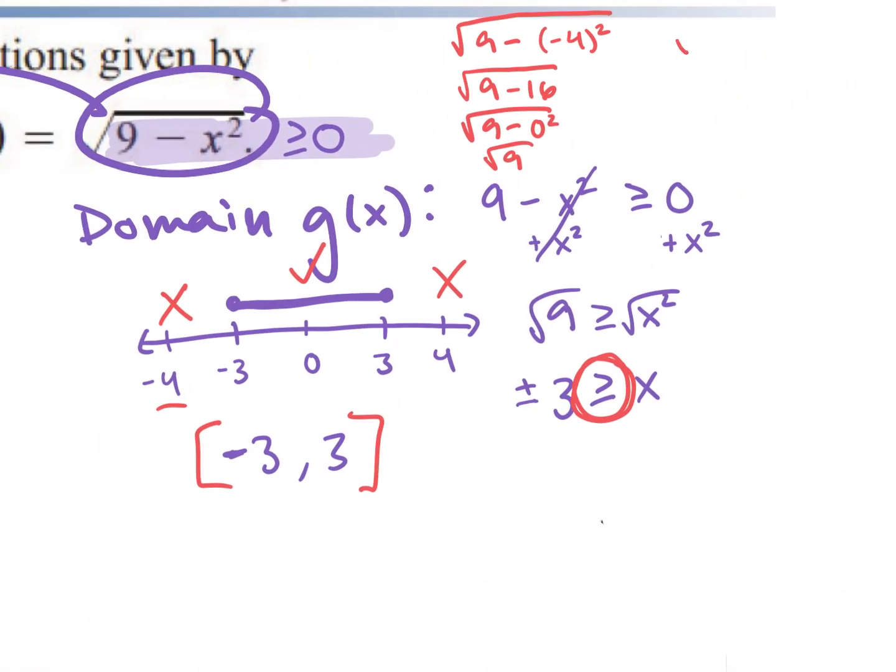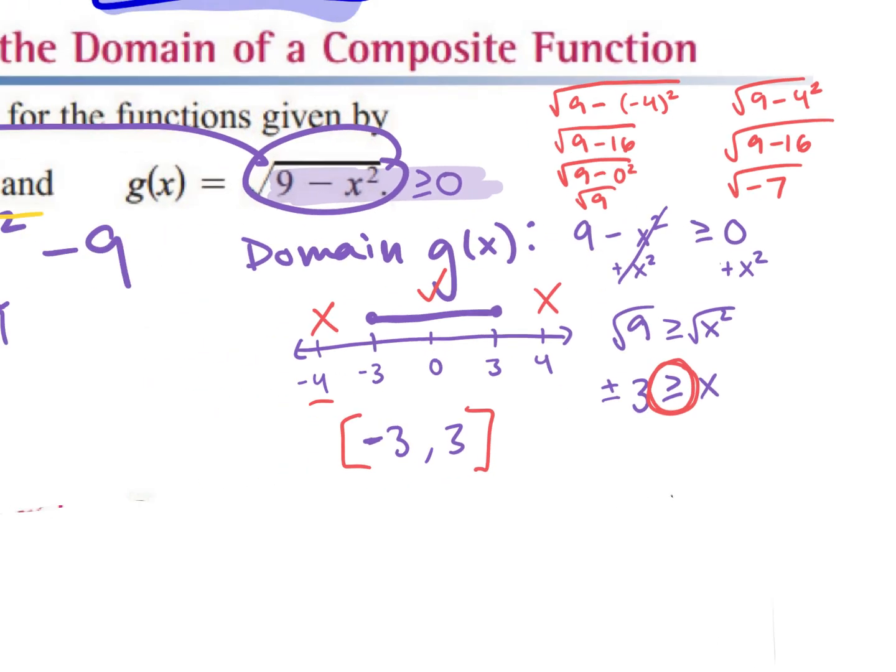Plug in 4. So if I have the square root of 9 minus 4 squared, that would be 9 minus 16, which is negative 7. So if we plug in 4, 4 and negative 4 don't work, so the outsides don't work. Yes, Caroline? All right, so that's our domain for g.